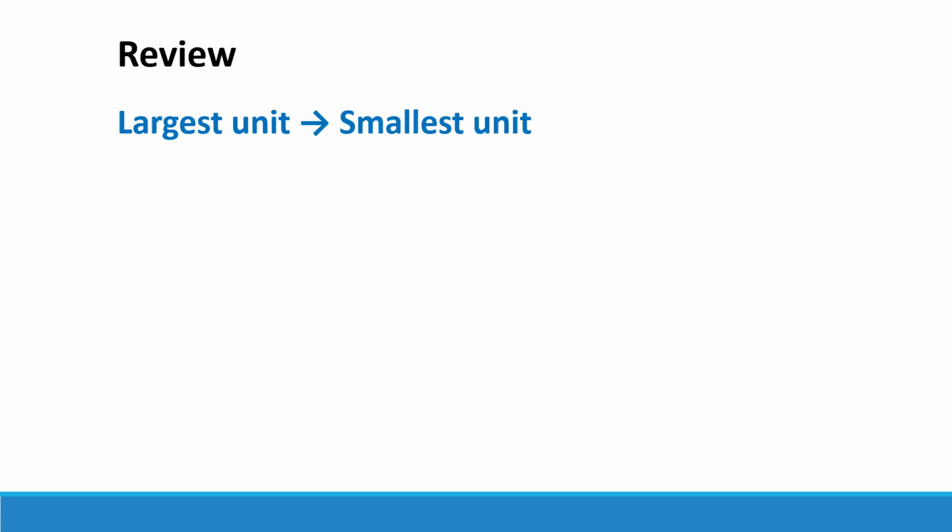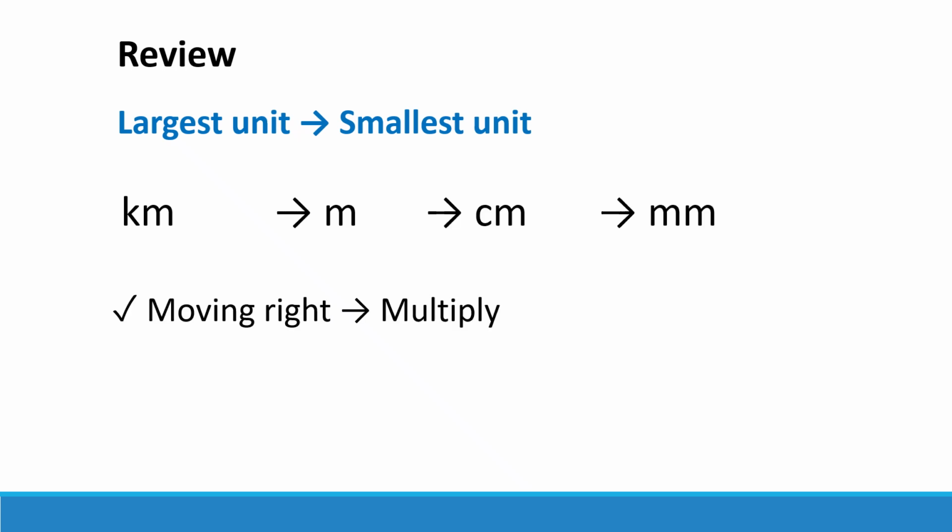Remember, the metric units are arranged from the largest to the smallest. Kilometers, meters, centimeters, and millimeters. When we move to the right, we multiply. When we move to the left, we divide. Now, let's see how it works.